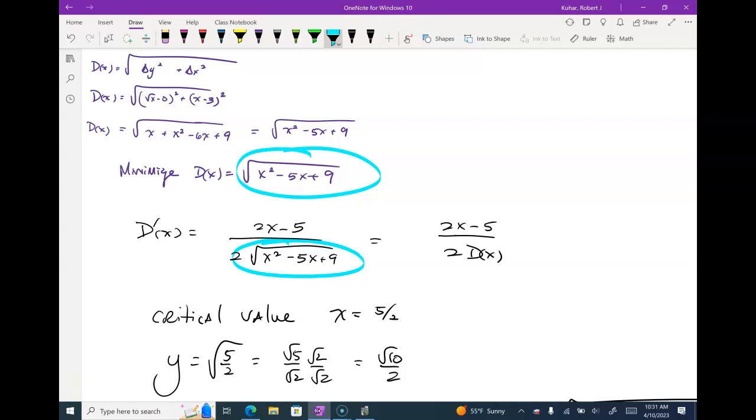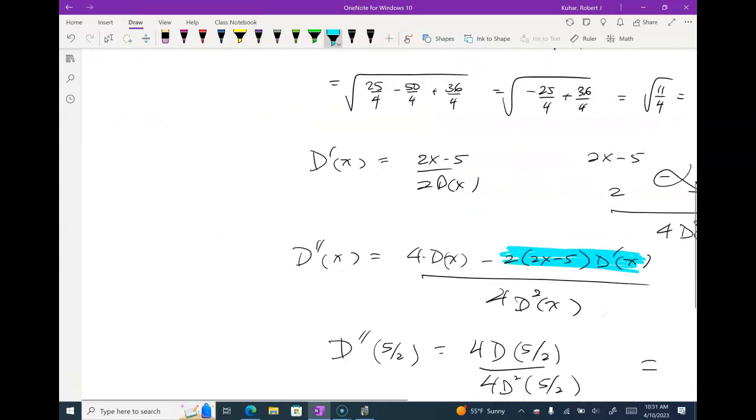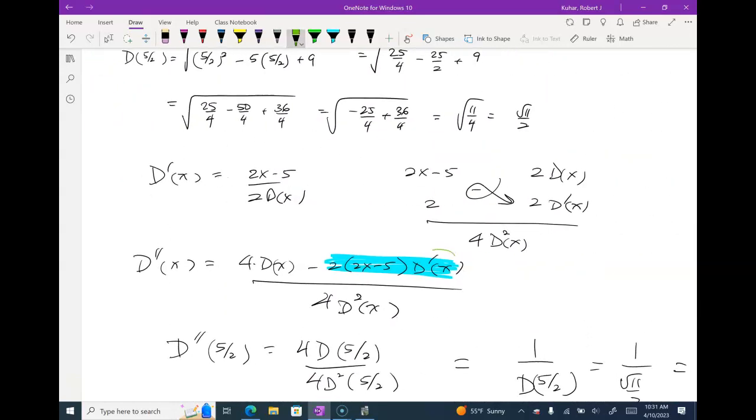And why do I do that? Because I know at the end, when I plug 5 halves into d prime, it's 0. When I plug it into 2x minus 5, it's 0. So I don't have to deal with all that messy 1 over 2 square roots.